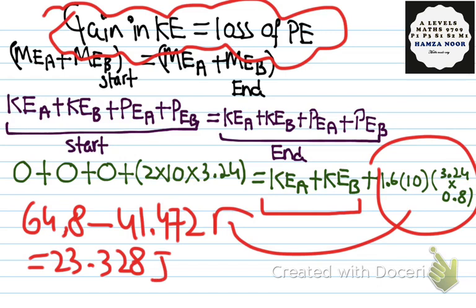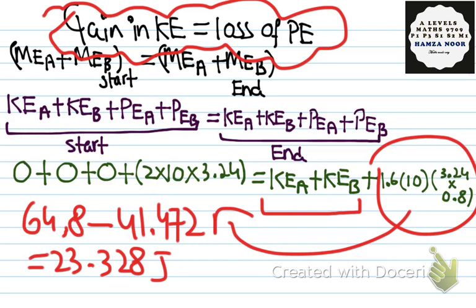Alright, so basically my aim was just to prove how the gain in kinetic energy is equal to the loss of potential energy, provided that there are no external forces. If there is positive work done by the driving force, that will be added to the initial mechanical energy, and the work done against the resistance will be subtracted from the initial mechanical energy to arrive at the final mechanical energy.